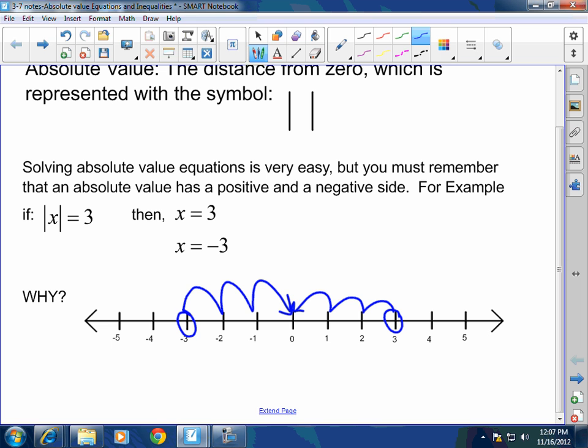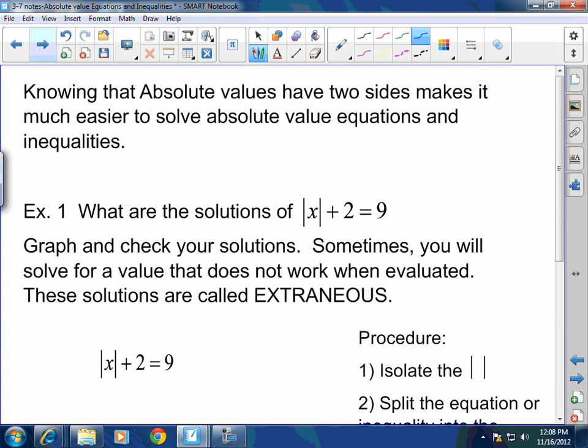Does that make sense? Well, this should be common knowledge, actually, because we already talked about this when we learned about integers. If you don't remember it, then hopefully this will be a nice recapture of the last lesson that we did. So, how does this work? How do we put this into play, Mr. Morrow? Well, let's talk about it. Knowing that absolute values have two sides makes it much easier to solve absolute value equations and inequalities. Because once you know that there's two sides, you split it into the positive and negative side, it's easy to set this up. So let me show you the procedures.